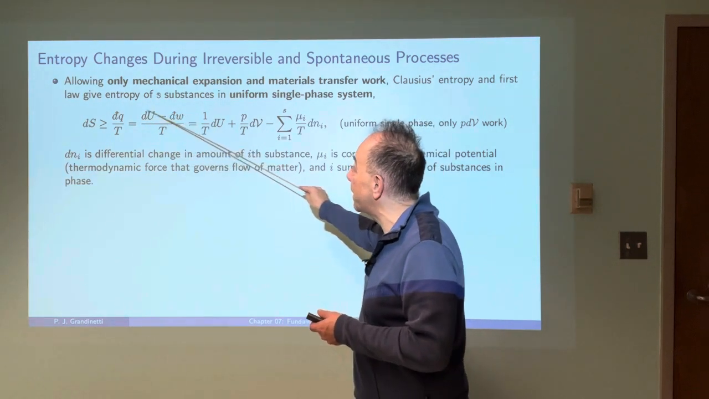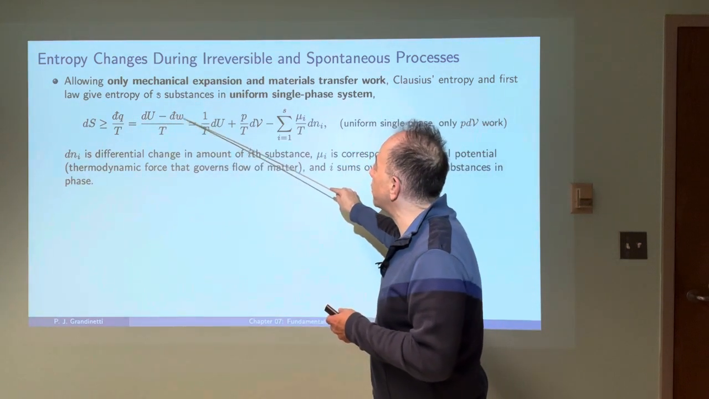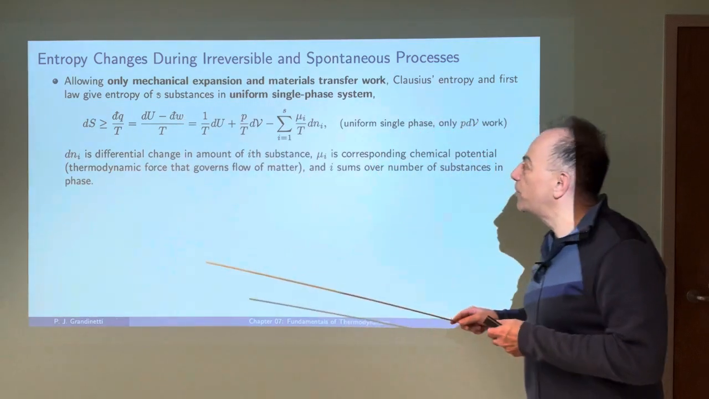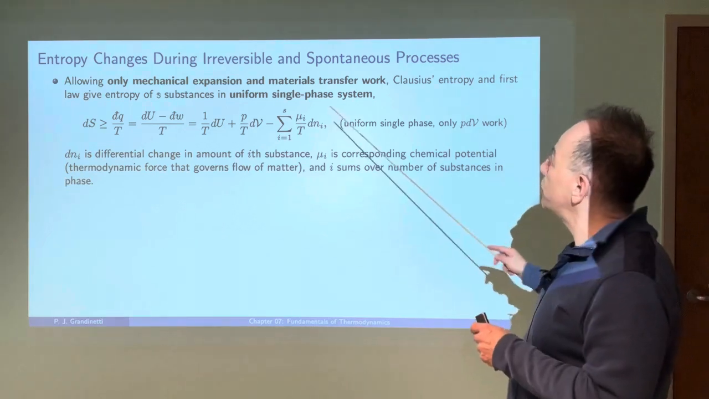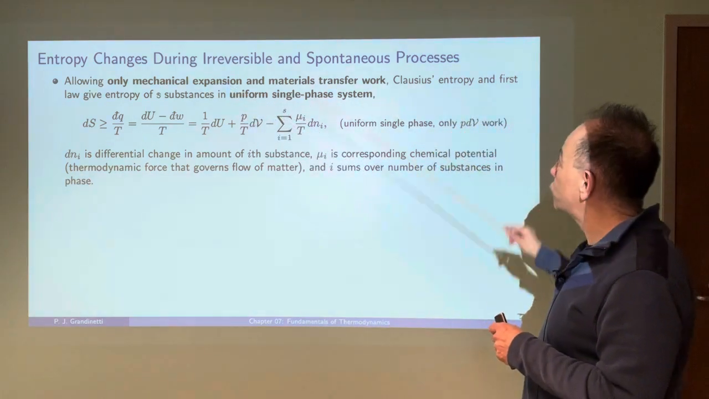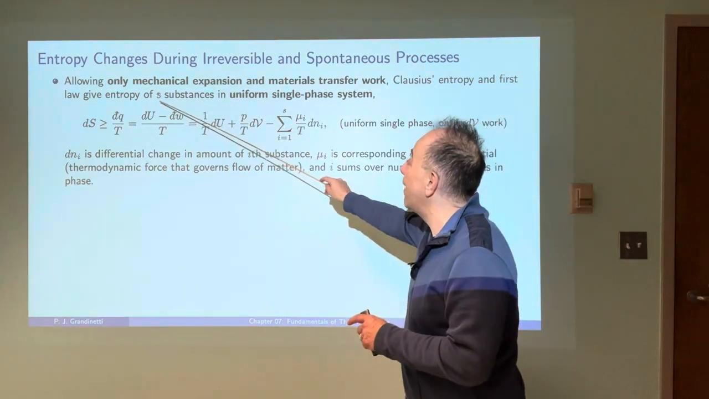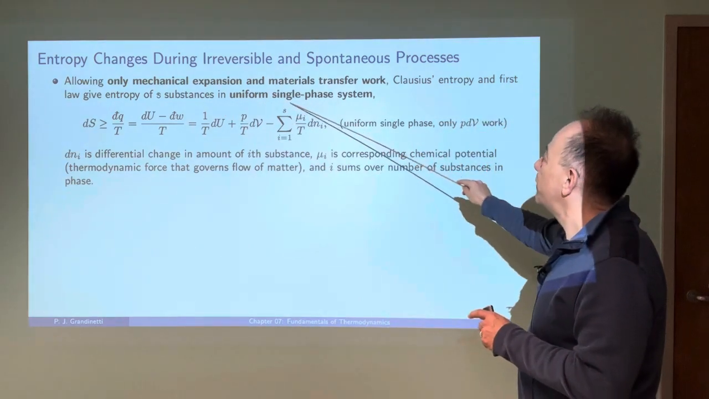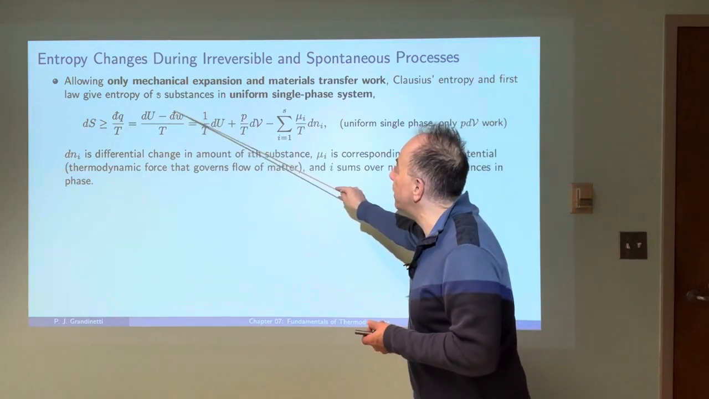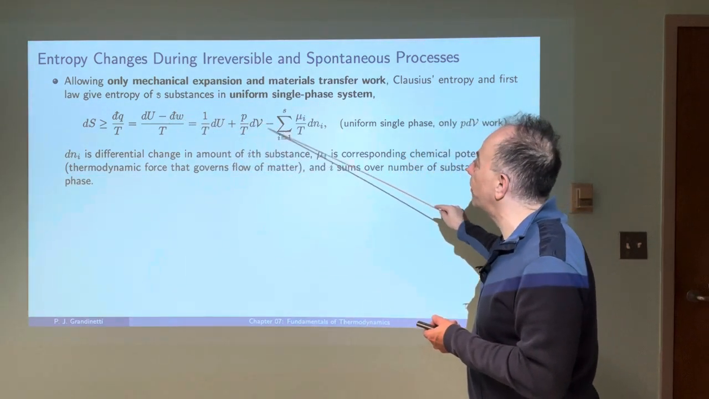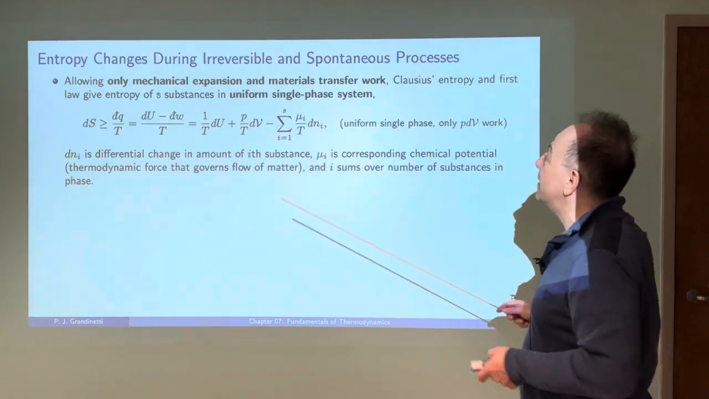So we're going to be substituting for dQ, dU minus dW, and for dW, we're going to just assume that we have certain types of work. Remember, we had all the different types of work, so we're going to assume that we only have mechanical expansion work and materials transfer work in this particular system. So we're going to look at a system of S substances in a uniform single phase system. And so in this description, we're going to substitute in for dW the expression for P dV and for mu dN summed over all the S substances in this system.